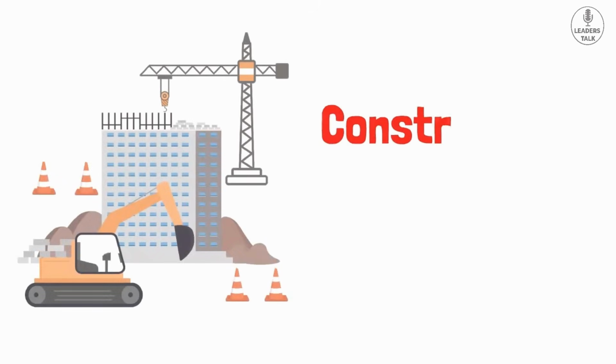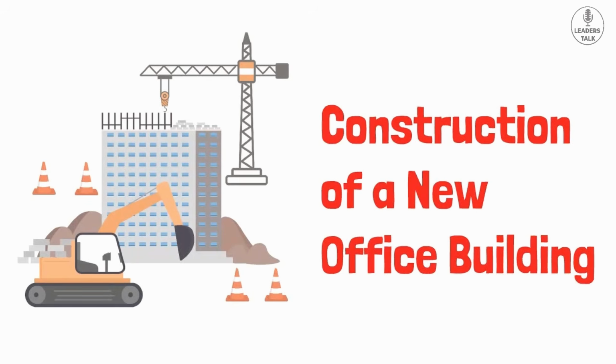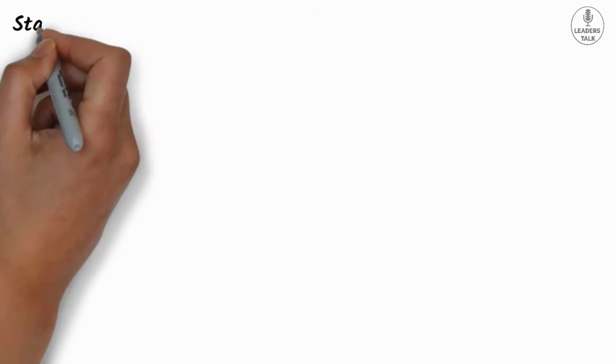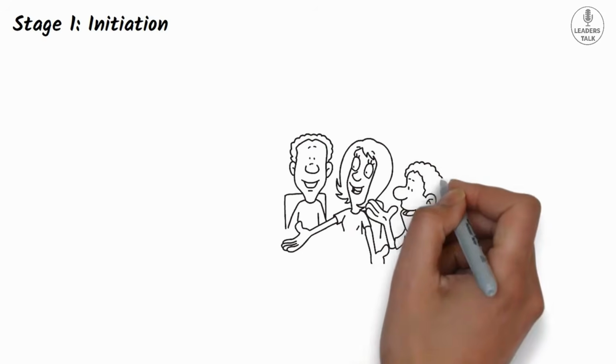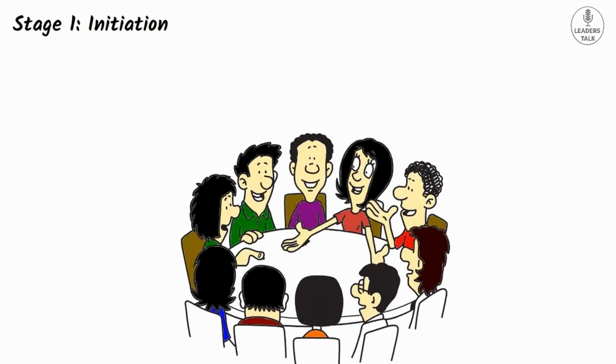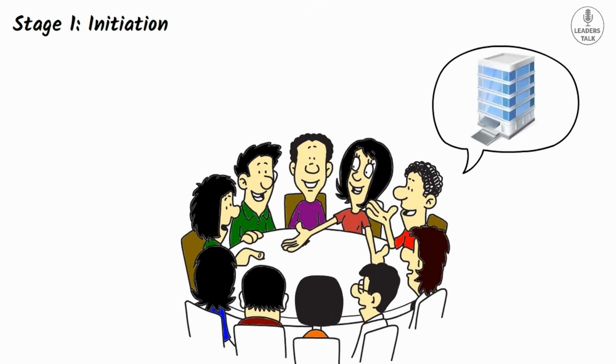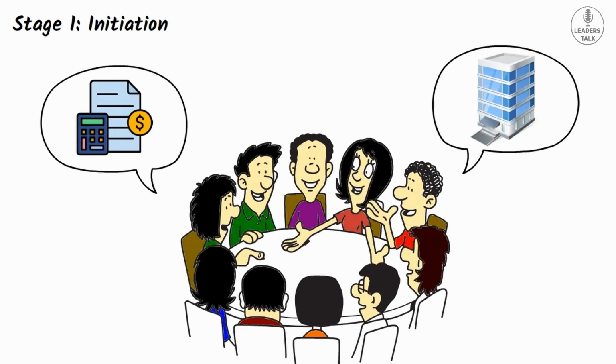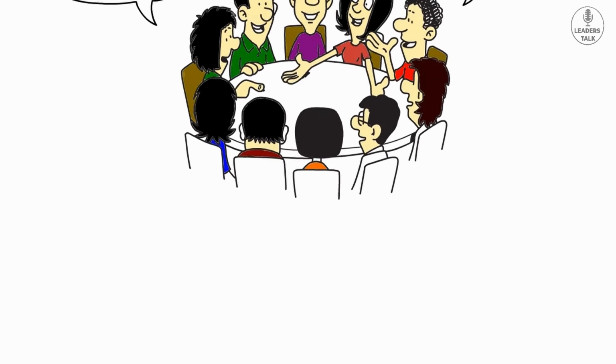Example 2. Consider the construction of a new office building in a metropolitan area. Stage 1. Initiation. In this phase, the project stakeholders identify the need for a modern office space to accommodate the growing workforce. They evaluate the location, assess the budget, and determine the project's feasibility within the specified timeframe.